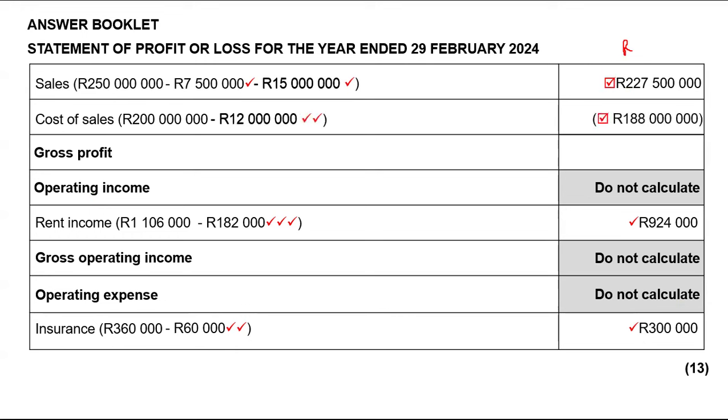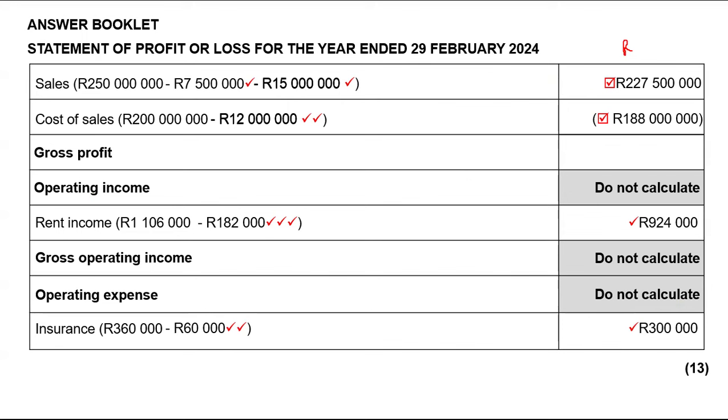And my cost of sales will be 188 million. Guys, please note, and I fight with my grade 12s all the time: do you see the cost of sales is in brackets? They don't write it in brackets. I don't know why. It's an expense. We have to write it in brackets. Expenses reduce your income. Otherwise, you can't calculate your profit. Just put it in brackets.